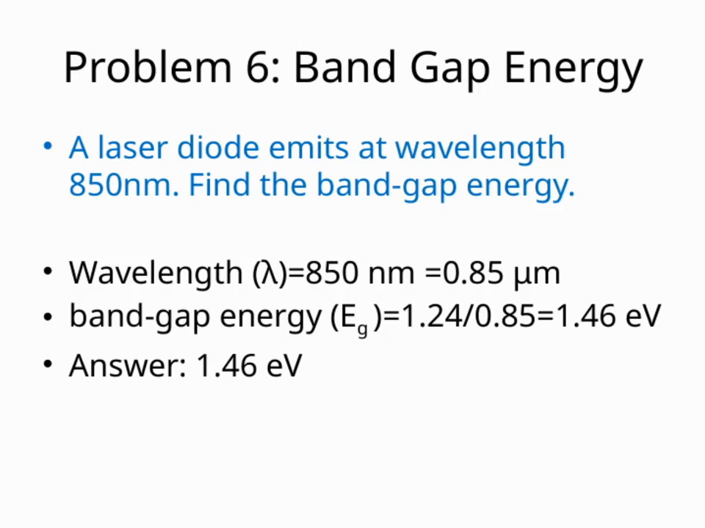Let's look at how to find the bandgap energy of a laser diode emitting light at 850 nanometers. First, we convert the wavelength into micrometers, which gives us 0.85 microns. Then, we use the formula where the bandgap energy equals 1.24 divided by the wavelength in microns. Doing the math, 1.24 divided by 0.85 gives us about 1.46 electron volts. So the bandgap energy here is 1.46 eV.